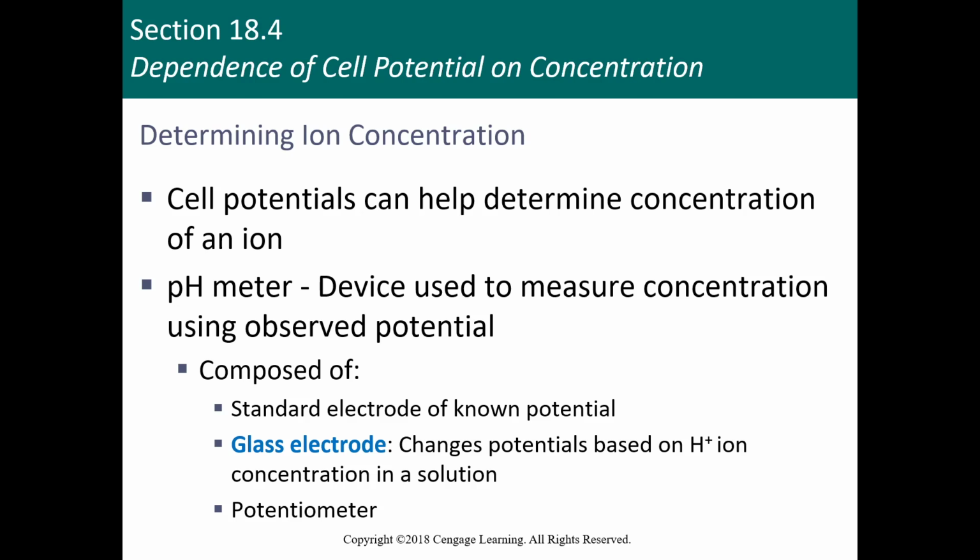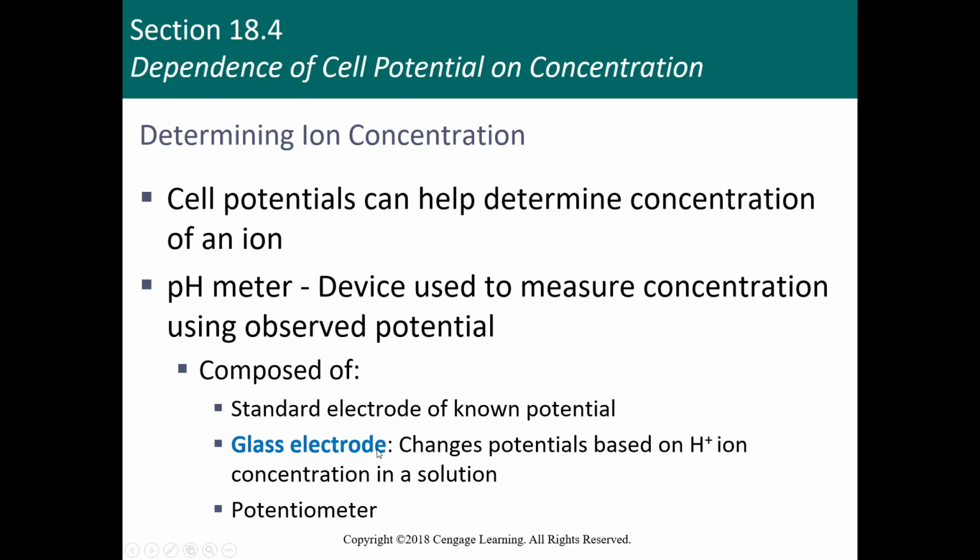Okay? And this is how a pH meter actually works. So this is a device used to measure concentration using observed potential. You'll have a standard electrode of known potential. This is literally a half reaction that's contained inside that tube. So it is actually H plus gaining electrons, typically to go to hydrogen gas. That's what it is. It's just that known half reaction. This is at the standard concentrations typically.